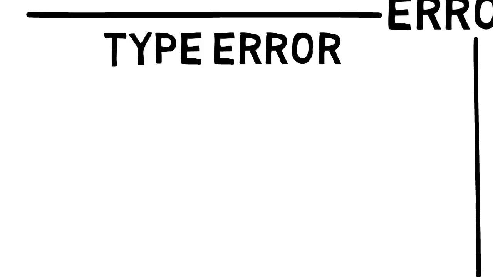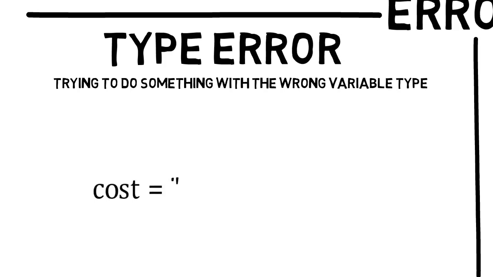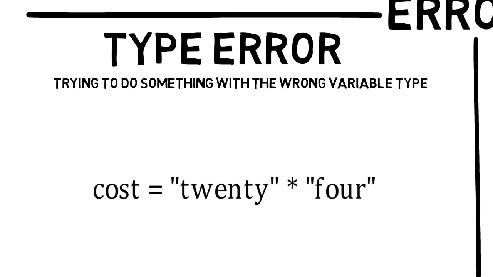Next, we have a type error. This often happens when we are trying to do something with a string that we are only able to do with an int, or vice versa. This could be trying to multiply two strings together, or finding the biggest number in a list of strings. Cost equals "20" times "4". This would cause a type error in our code.